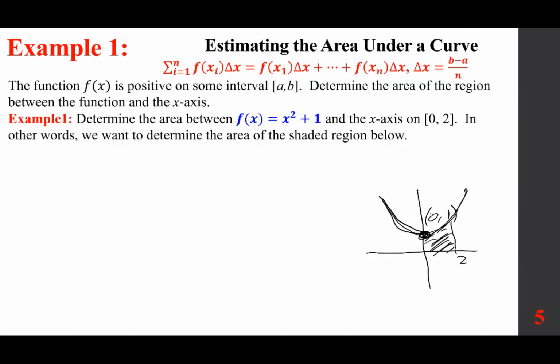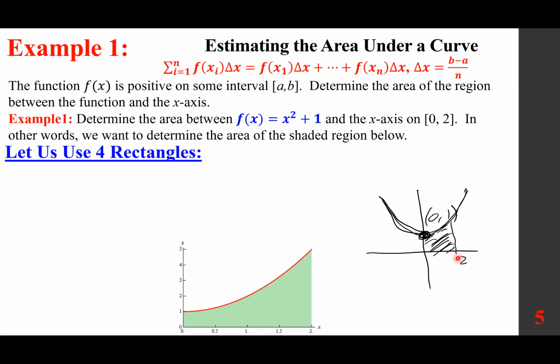That's the concept. Now we're going to zoom in on that part, make it larger so it becomes clear what we want to do. So this shaded region is this. We want to go from 0 to 2. So how do we come up with the answer? Let's go with 4 rectangles. That means we are choosing n to be 4.